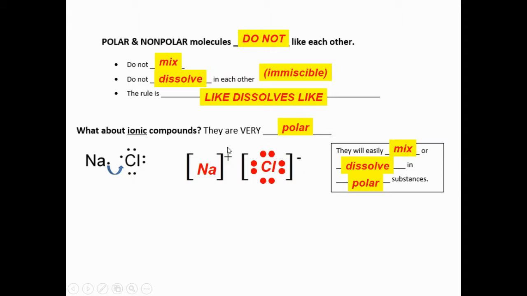But ionic compounds actually literally have a positive thing and a negative thing that are stuck together. So they will hang out with polar molecules, not nonpolar molecules. That's why salt, NaCl, dissolves in water, but you can't get salt to dissolve in oil.